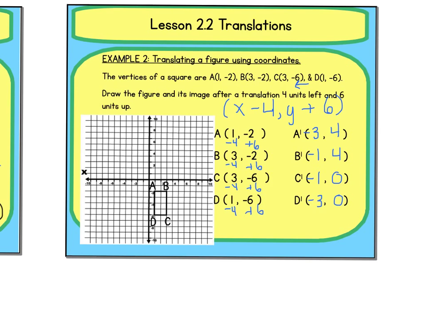So now I can go plot my points at negative 3, 4. That would be A prime. Negative 1, 4 would be B prime. Negative 1, 0 would be C prime, and negative 3, 0 would be D prime. So we have our new shape. And you'll notice, if I were to check to get from A to A prime, I go to the left 1, 2, 3, 4, and then I go up 1, 2, 3, 4, 5, 6, exactly what the directions had told us to do.